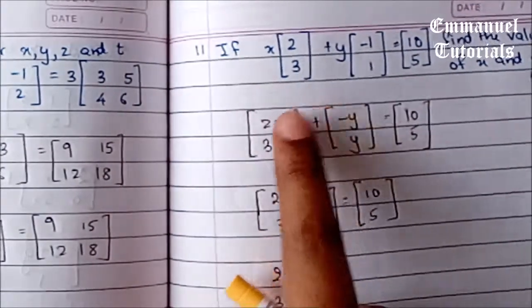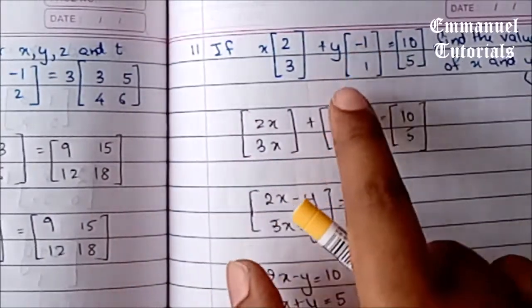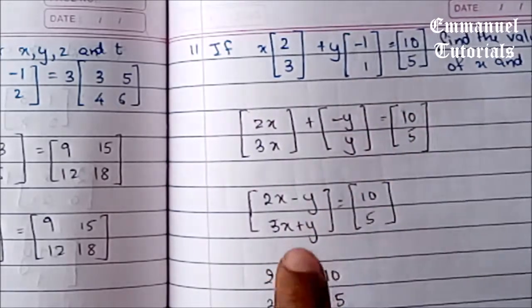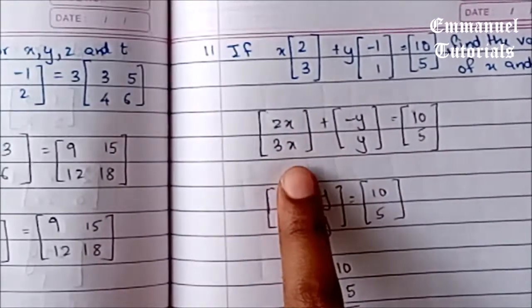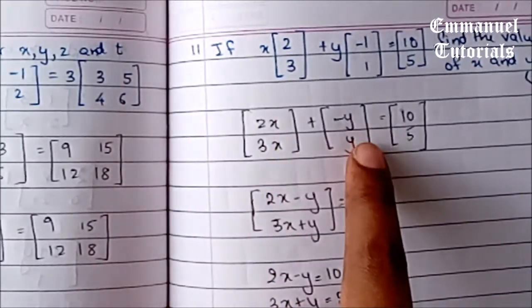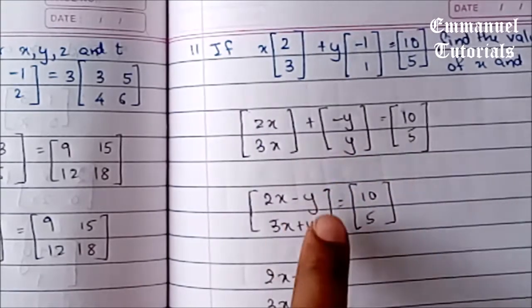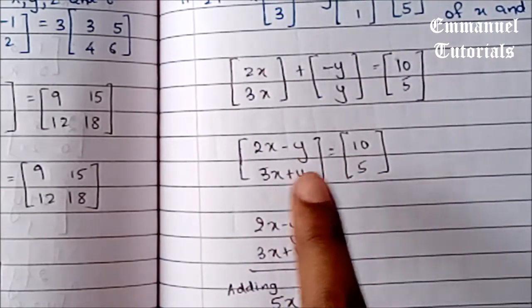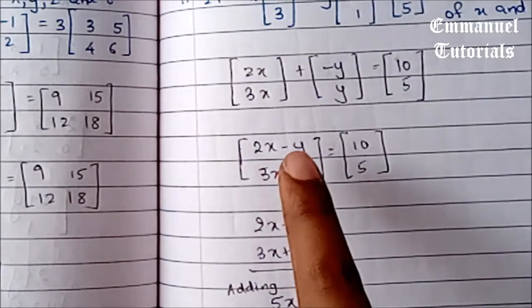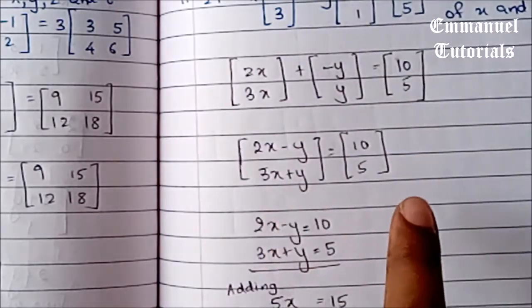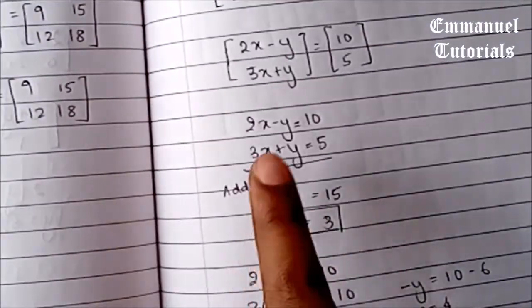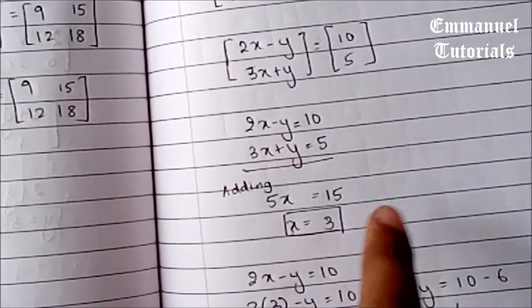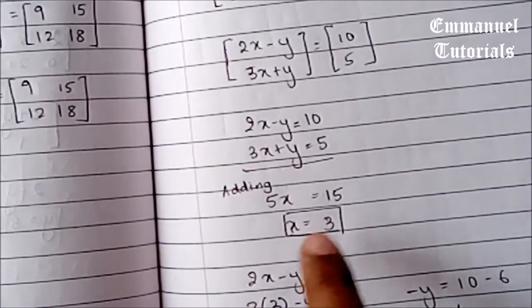So it will be 2x, 3x plus minus y, because minus 1 into y, and plus y is equal to 10 and 5. Now adding these two matrices, we'll get 2x minus y, 3x plus y is equal to 10 and 5. Again, equating the values of the elements at each position, we'll get 2x minus y is 10 and 3x plus y is equal to 5. Now adding these two, we can eliminate y terms and we will get 5x is equal to 15. So x is equal to 15 by 5, which is 3.